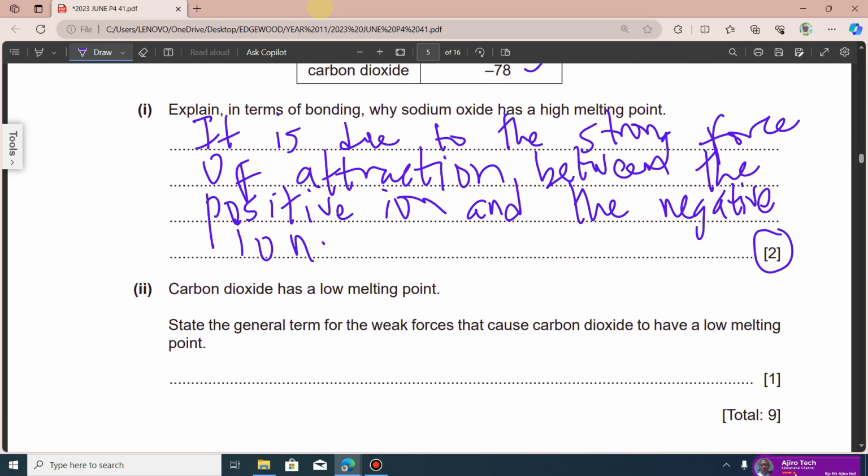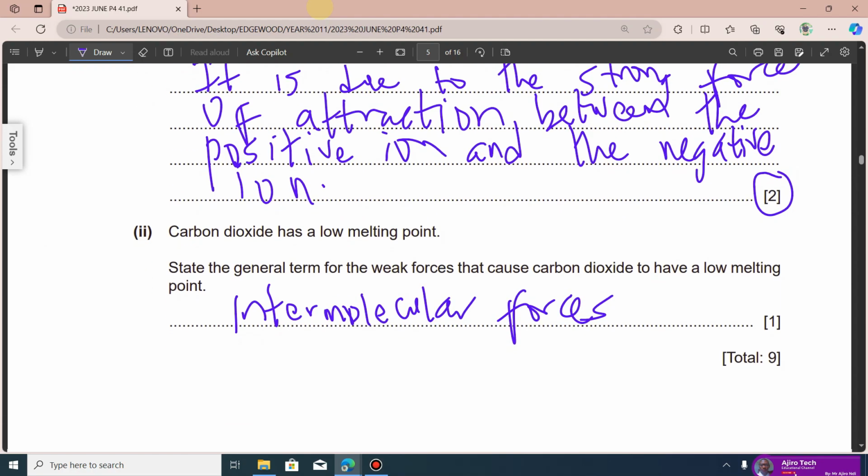Now, carbon dioxide has a low melting point. State the general term for the weak forces that cause carbon dioxide to have a low melting point. Those weak forces are simply called intermolecular forces. Examples of intermolecular forces are van der Waals forces, hydrogen bonds and dipole forces. These are weak intermolecular forces that cause a molecule to have a low melting point.